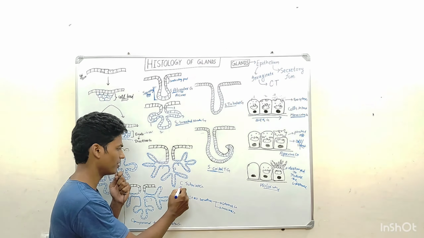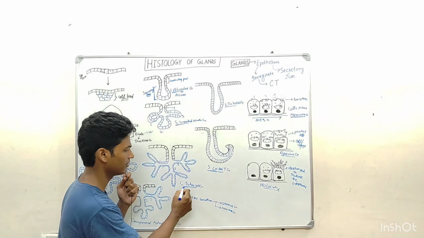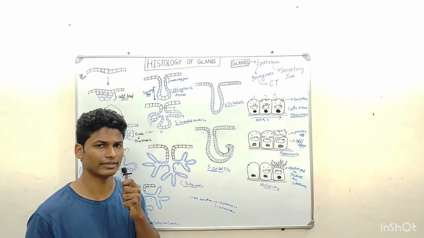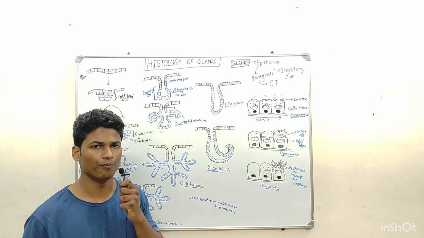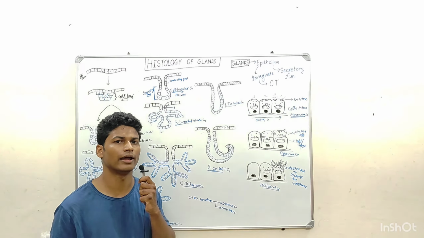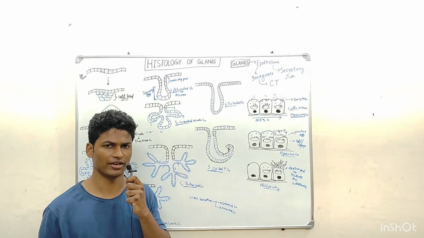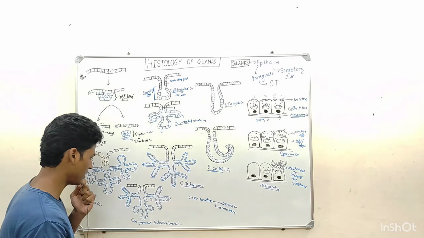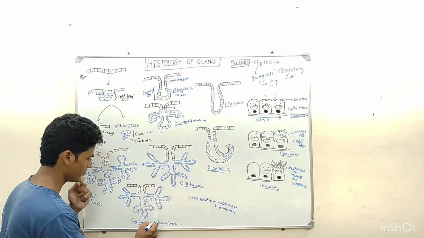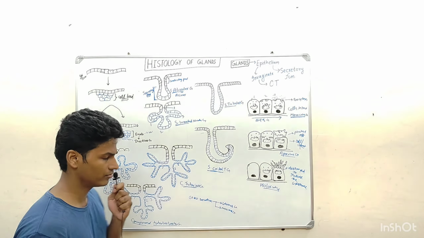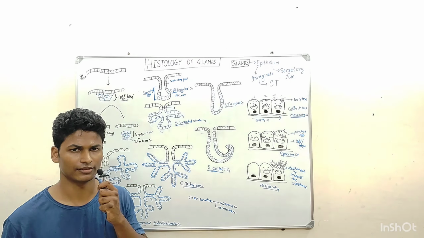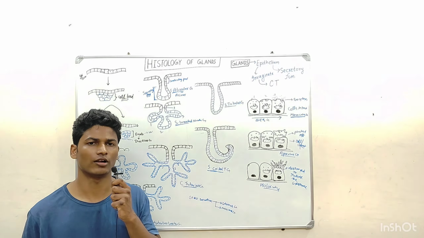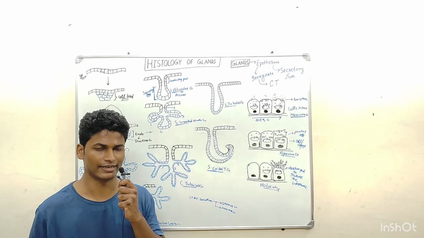And the compound tubular gland is mainly seen in the mucous glands of the mouth, the bulbourethral gland in the male reproductive system, and the seminiferous tubules in the testes. And if you talk about an example of a compound tubuloalveolar gland, it is seen in the salivary gland, and it is also seen in the respiratory glands of the respiratory passage.